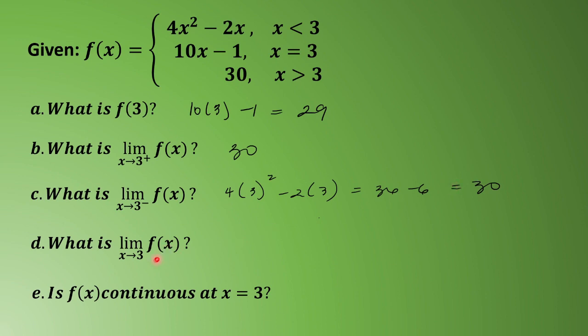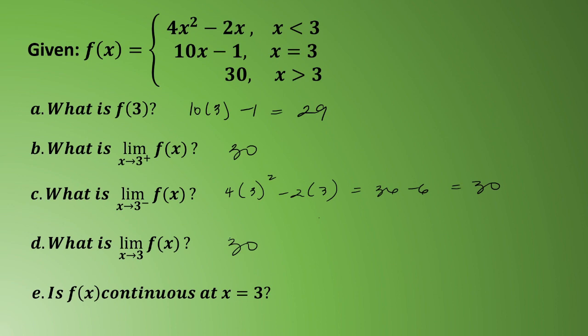For letter D, find the limit of the function as x approaches 3. So we just need to compare the left-hand side limit and the right-hand side limit of the function. And as we can see, 30 for the right-hand side and also 30 for the left-hand side. Therefore, the limit at 3 is also 30.